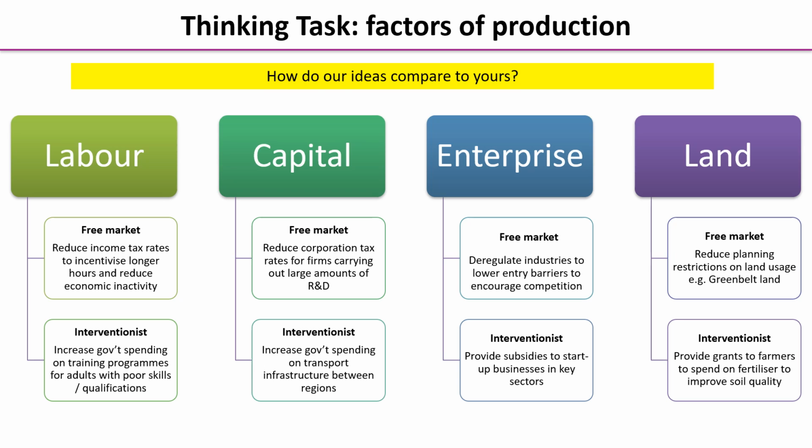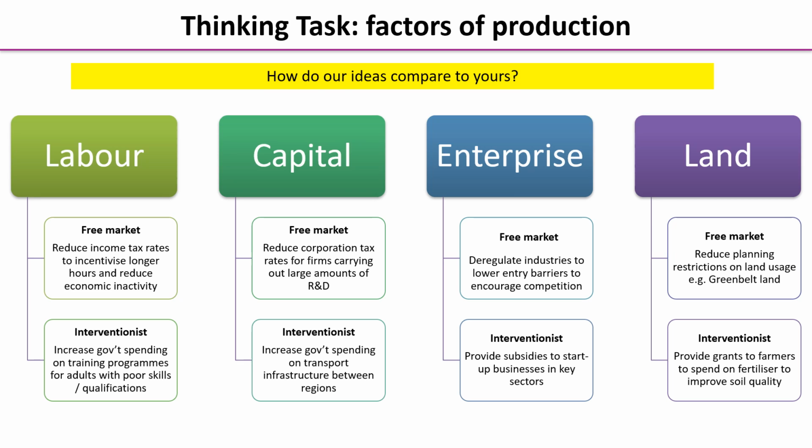So there's lots of examples that you could have chosen. Here, if I just pick up a couple of these, and you can read the rest for yourself. On labour, then the classic free market example is to reduce income tax rates to improve incentives, whereas an interventionist approach would be to increase government spending on training.